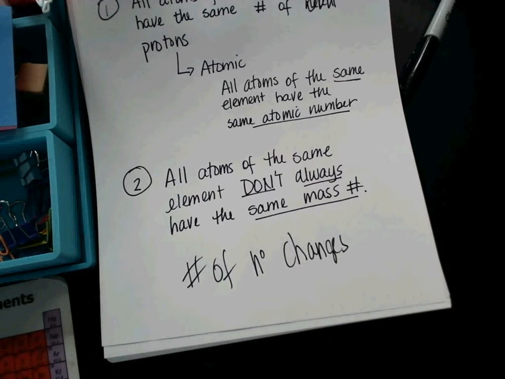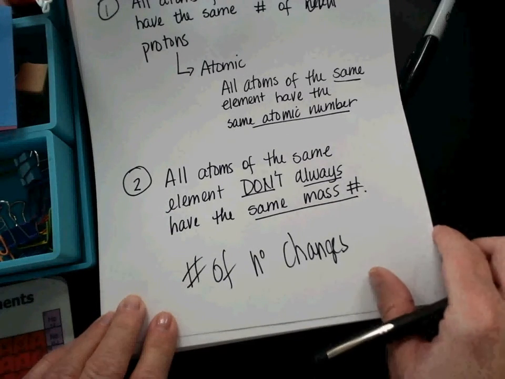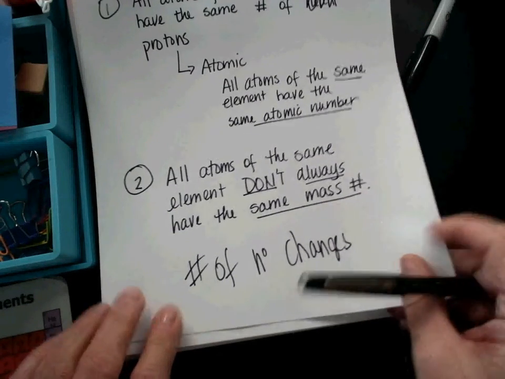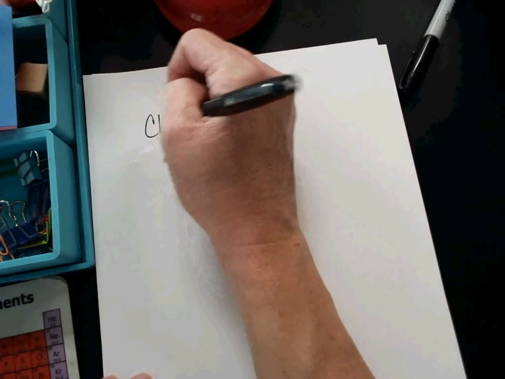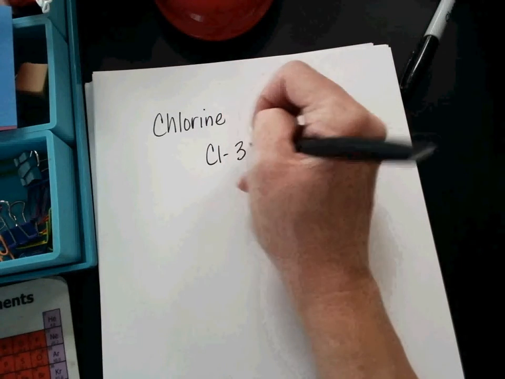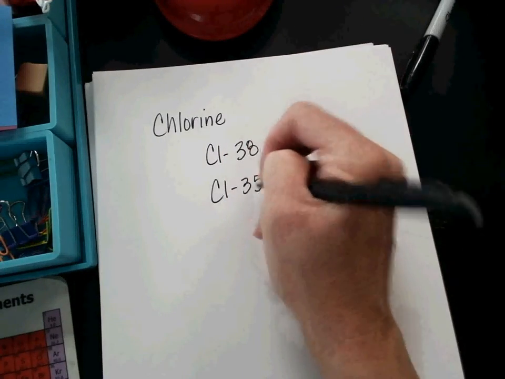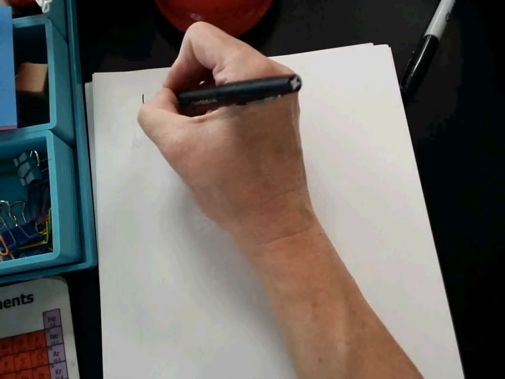So let's look at this. I'm going to show you some things you can do with this. Let's use chlorine. We'll use 2 isotopes of chlorine. I've got Cl-38 and Cl-35.